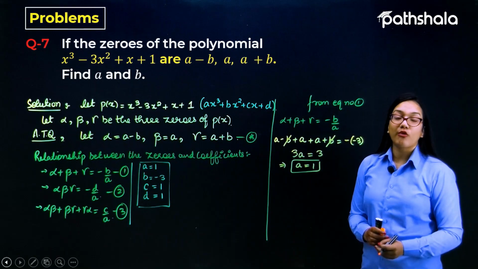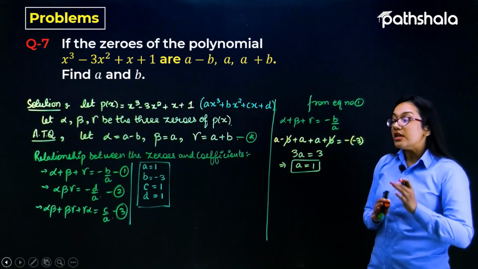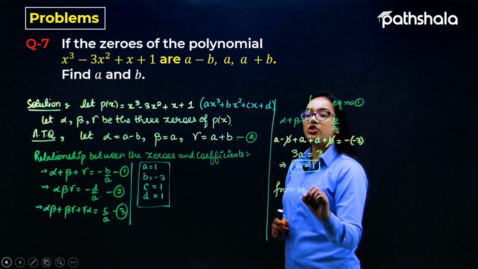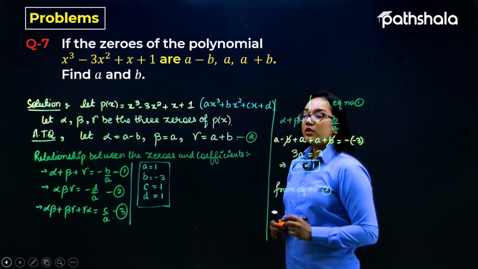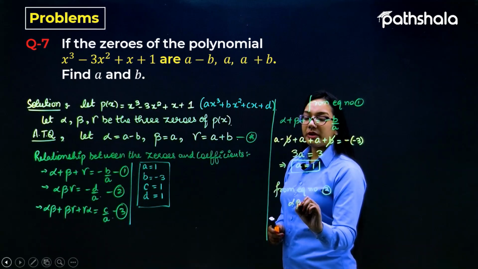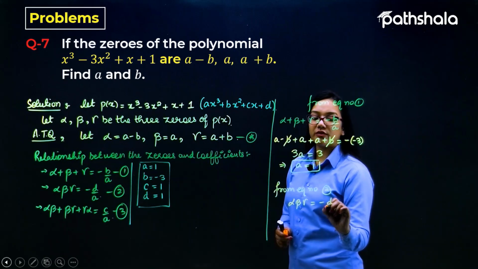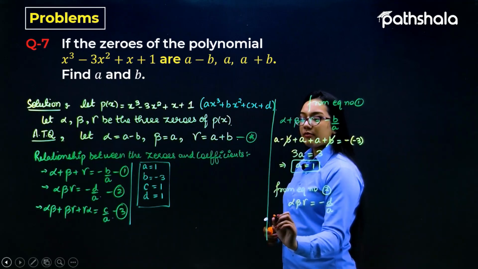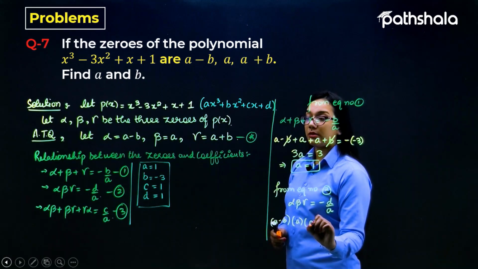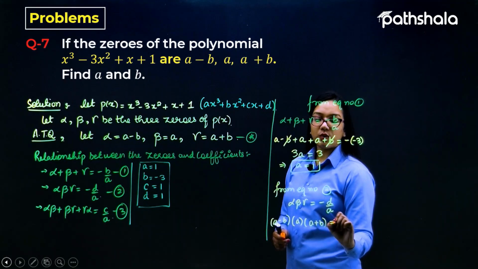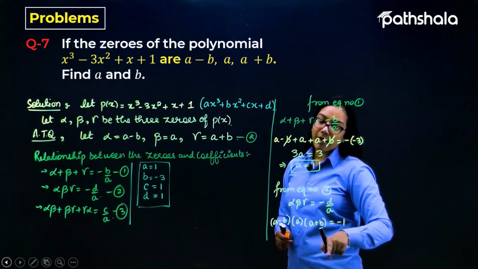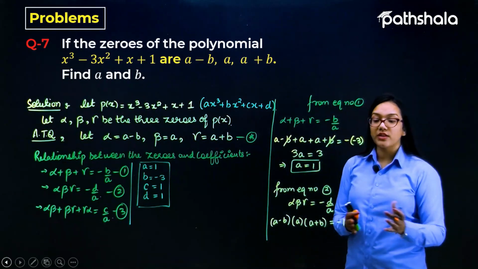We have to find the value of b now. So let us use equation number 2. From equation number 2, alpha into beta into gamma is equal to minus d by a. We have taken alpha as a minus b, beta as a, gamma as a plus b, which is equal to minus d by a. What is the value of d? d is 1. So it is minus 1 by 1, which is obviously minus 1.